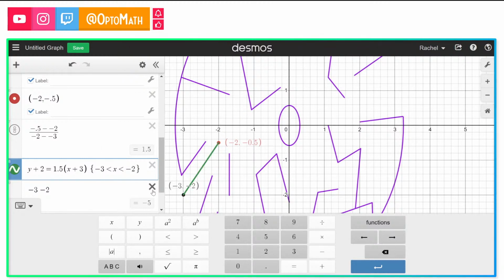So now I don't really need this entry anymore because I've already got my restriction written. Okay, so again, this part of the inequality, or our restriction, says that x is greater than -3. And the second part says x is less than -2. And another way to read this, which I think is probably my favorite, is x is between -3 and -2. Okay, so there's one line. We've used point slope form.